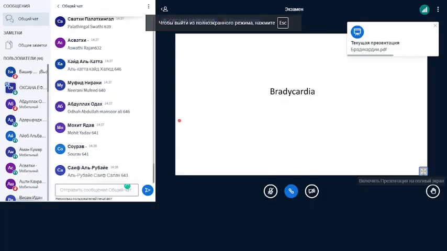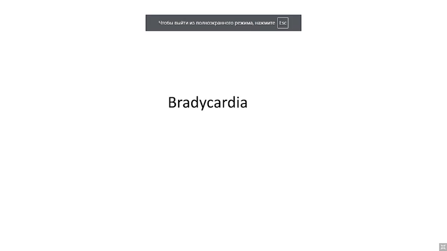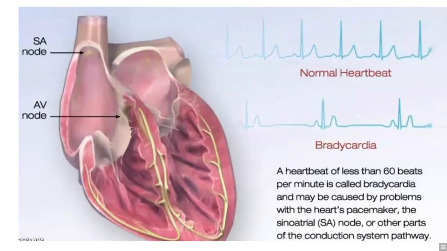Also about arrhythmias, this lecture. Bradycardia, bradyarrhythmia. Next problem. And let's start. What does bradycardia mean? It's easy. Heartbeat less than 60 beats per minute we call bradycardia.